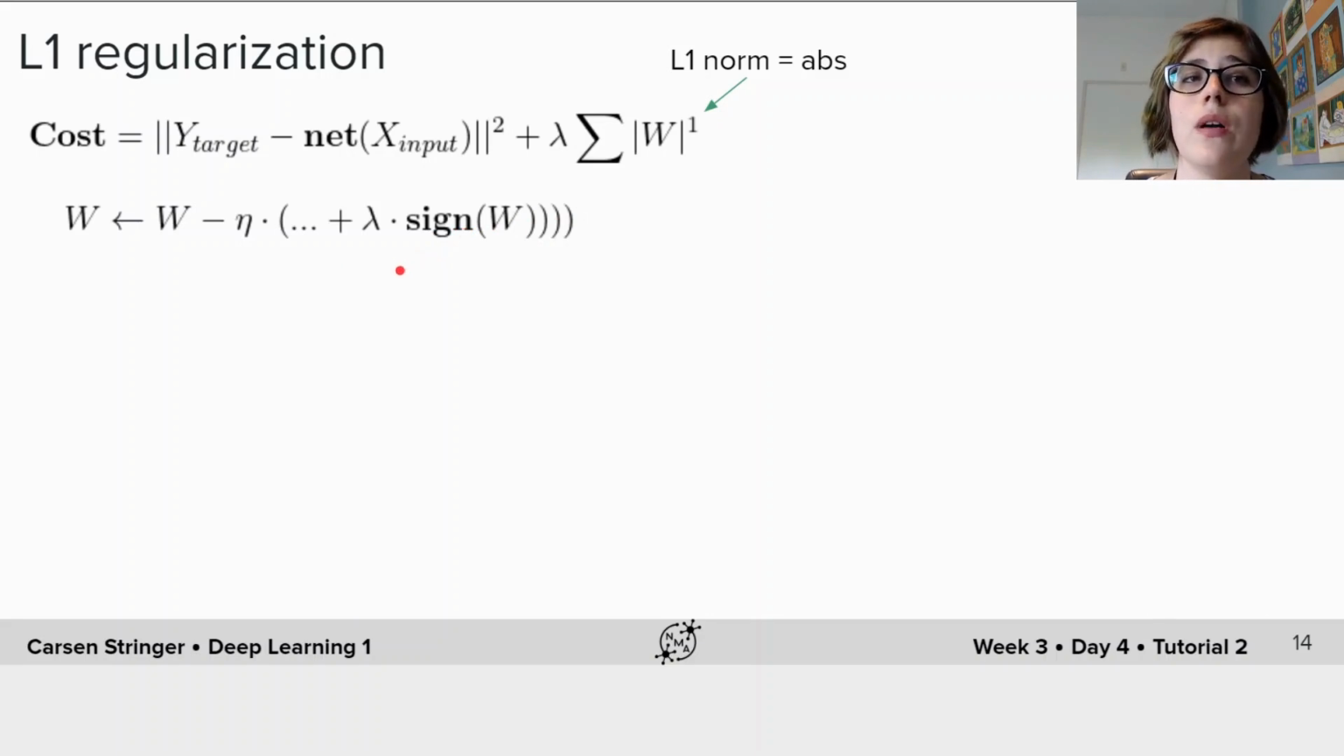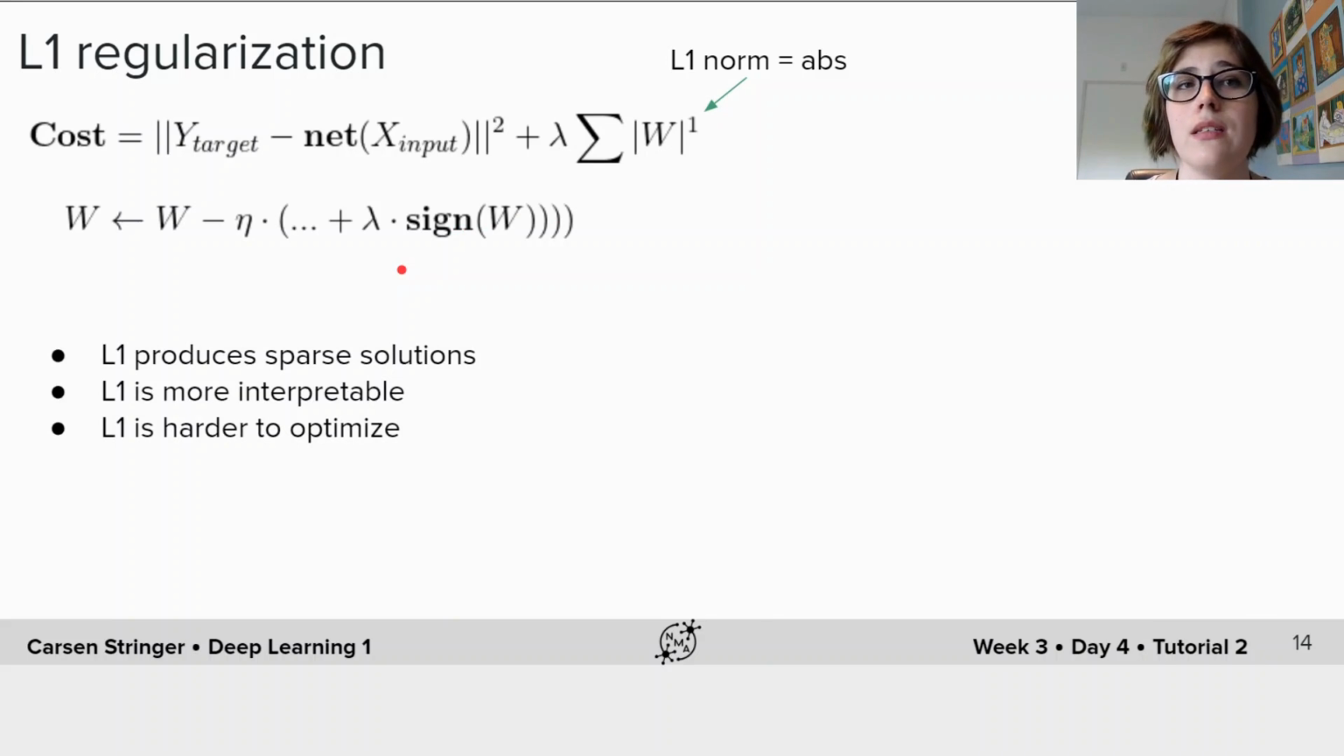So this means that L1 produces more sparse solutions, which in the case of the encoding models is useful because it's easier to interpret these models when they only have a few positive weights, such as they're only adding a few different convolutional filters. However, it can often be harder to optimize these types of functions.